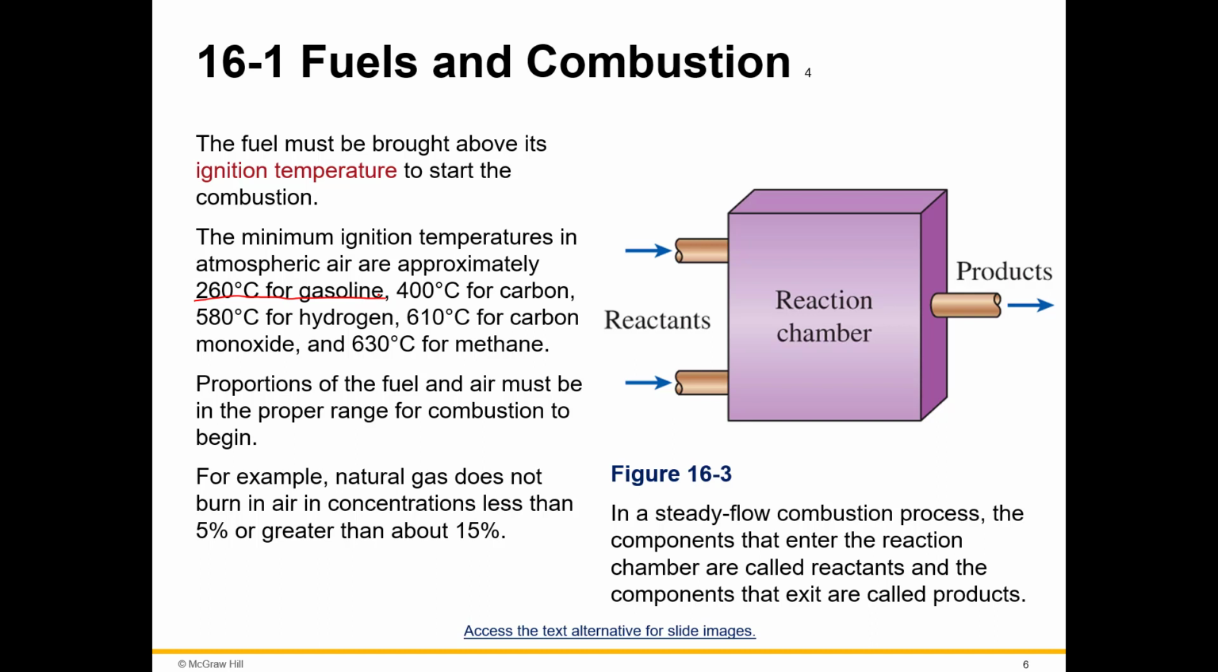Proportions of the fuel and air must be in the proper range for the combustion to begin. So you have to bring them up to temperature for them to begin. For example, natural gas does not burn in air in concentrations less than 5% or greater than 15%. So you have to have them in the correct ranges for it to start to burn. Too much is not right, and too little is not right.